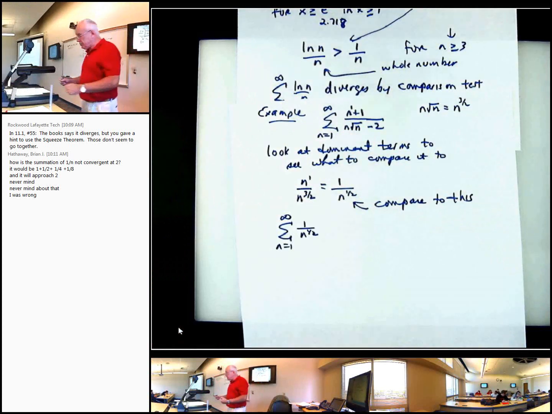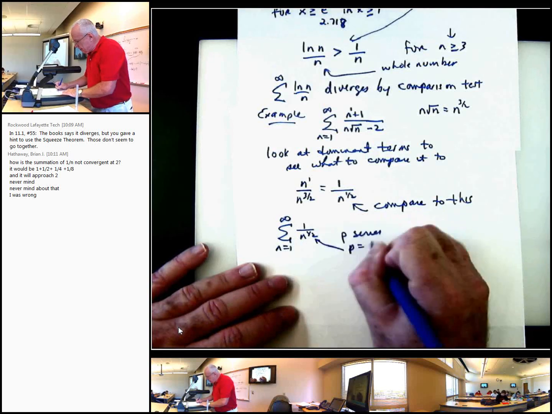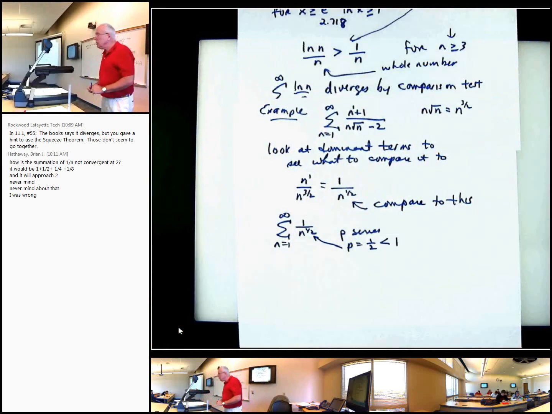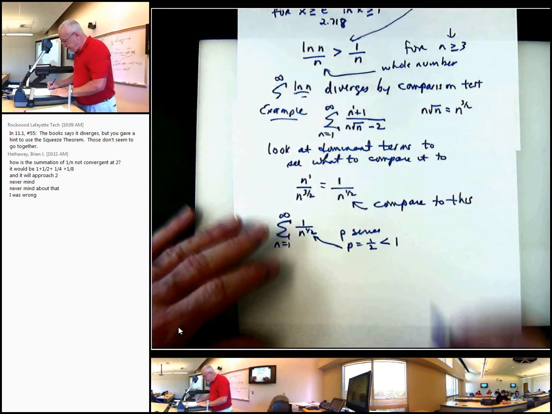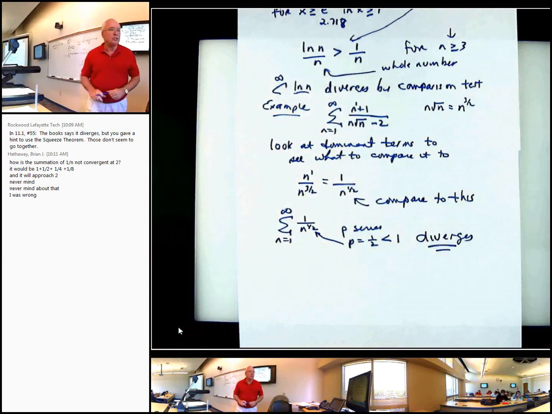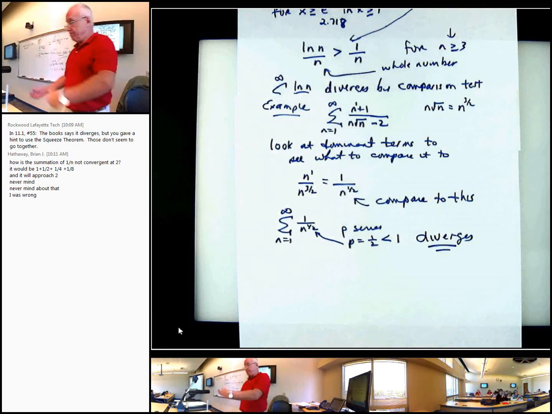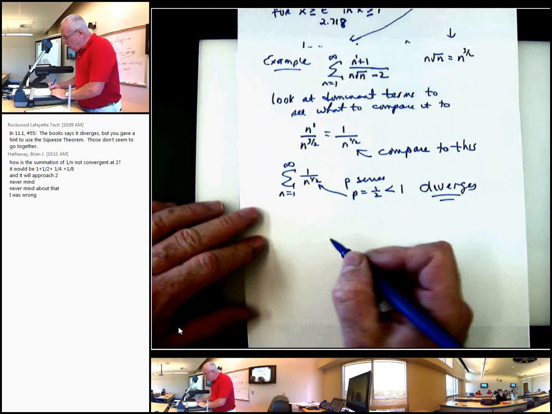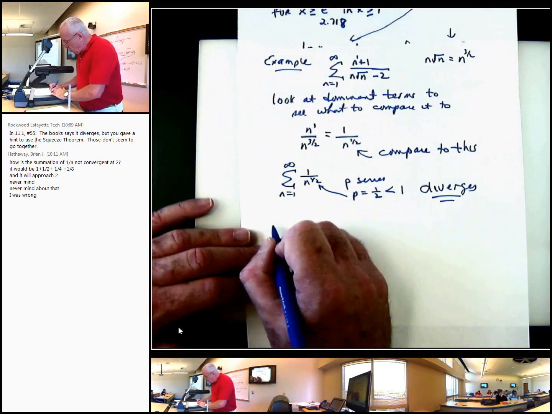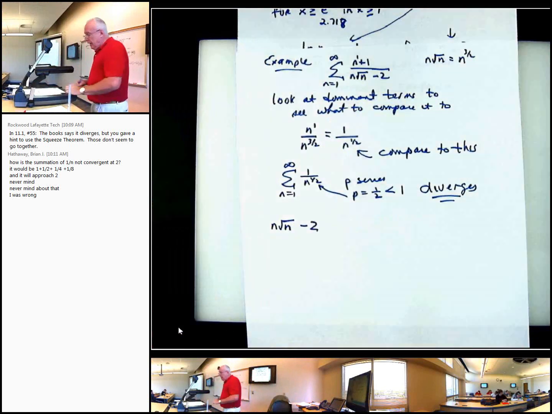And this is another p-series. The p here is equal to 1 half. That's our exponent. 1 half is less than 1. So therefore it diverges. All right. So we're comparing it to something that diverges, which means that we hope we can make it bigger than what diverges. Okay? Now let's look here at our denominator just for a second. Denominator is n square root of n minus 2.